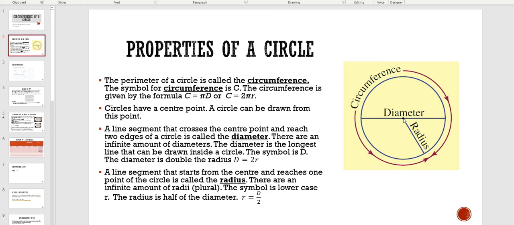Okay, so going from the center point to one point of the circle is the radius. Radius can go in any direction, so can the diameter. There's an infinite amount of those as well. So please write these notes down if you haven't got them already.